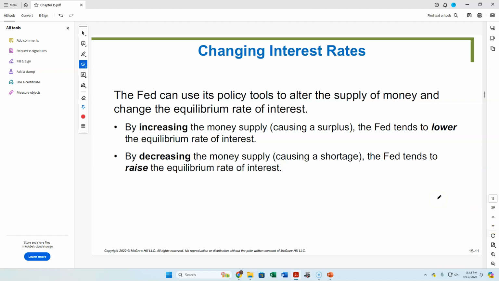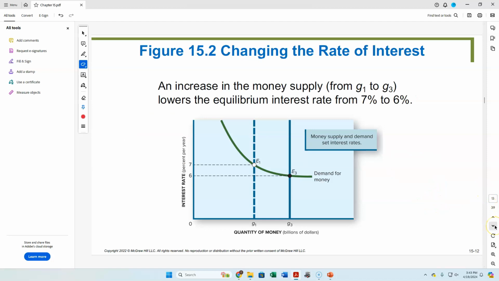So when the Federal Reserve says that it wants to lower rates, then it needs to increase the money supply. And when it wants to raise interest rates, or technically speaking, raise the interest rate target, it needs to lower the money supply. And that's what we'd see right here.